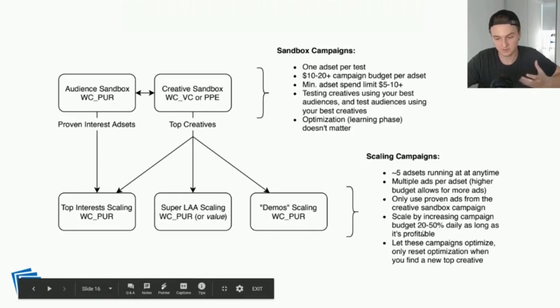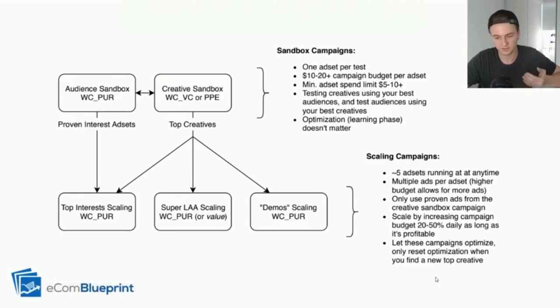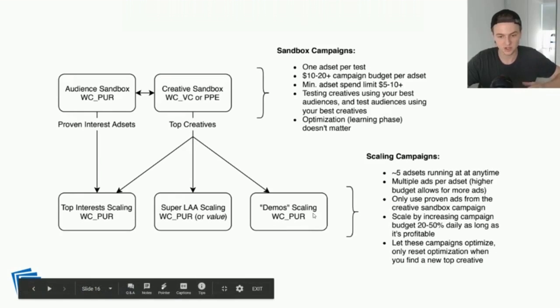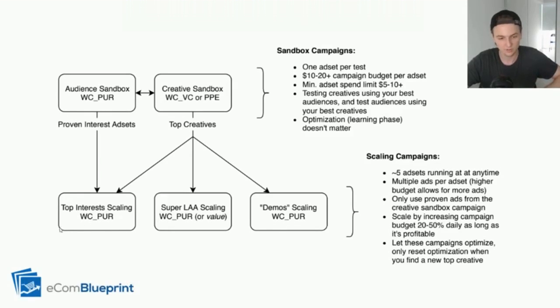Scaling, you just scale by increasing the campaign budget here as long as it's profitable. And you let these campaigns optimize and only reset the optimization when you find a new top creative. And when you do reset the optimization, it re-optimizes pretty fast because it's scaling campaigns, right? So you're spending a lot, it's getting a lot of data, and so it can optimize fast. And so that's the general ad account structure, right? This is what your ad account's going to look like overall if you follow my blueprint.